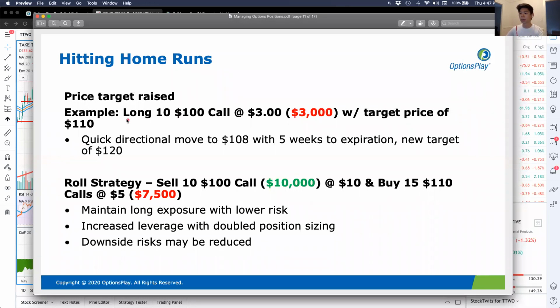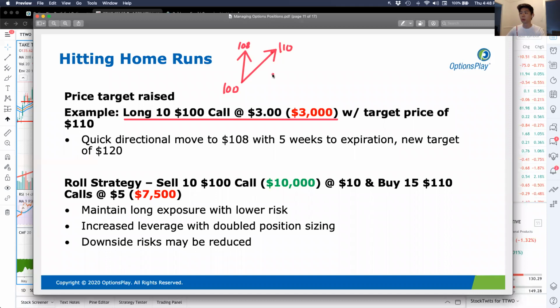So here, what I'm doing is the same example. I'm buying 10 contracts with a $100 call option for $3, costing me $3,000. In this particular case, I have a $100 stock that I think is going to rally up to 110. So I buy the call options because I think it's going to go higher. And let's say within a week, I get this quick move to the upside and the stock goes up to 108, much quicker than I originally anticipated.